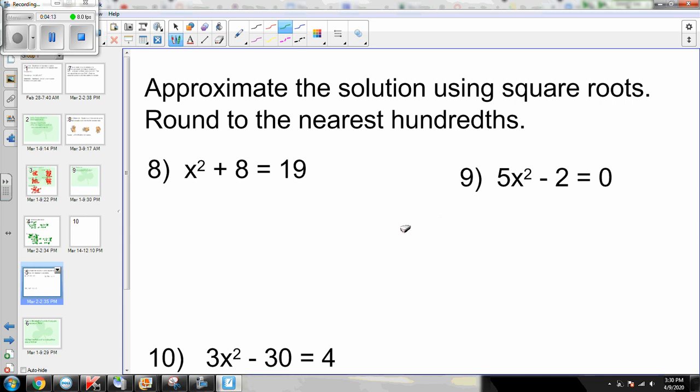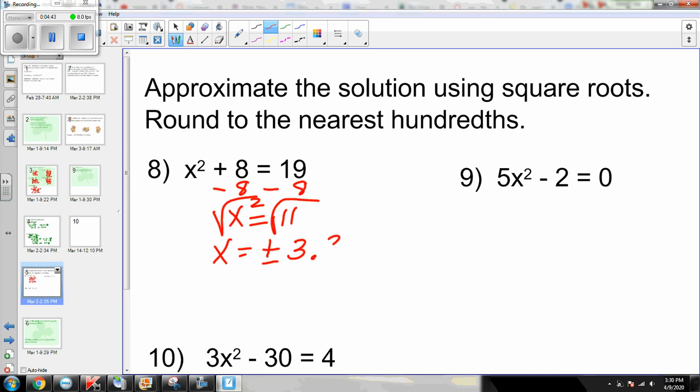Sometimes the directions are going to ask us to round to the hundredth place. So like on number 8, I would still isolate the variable x to the second by taking away 8 from both sides. Then I'll get x to the second equals 11. Then I can take the square root of both sides. There's not a whole number times itself to give me 11. So if I use my calculator and take the square root of 11 and round to the hundredths, I would have x equals positive or negative 3.32.